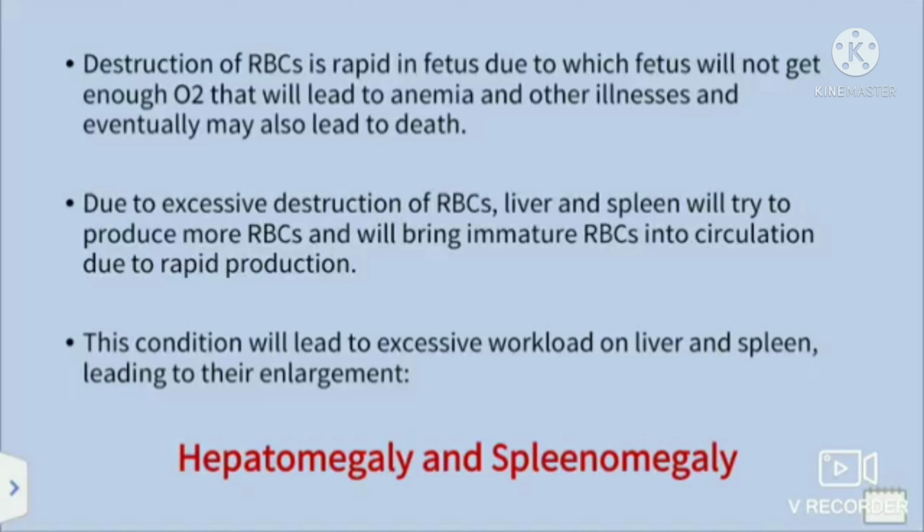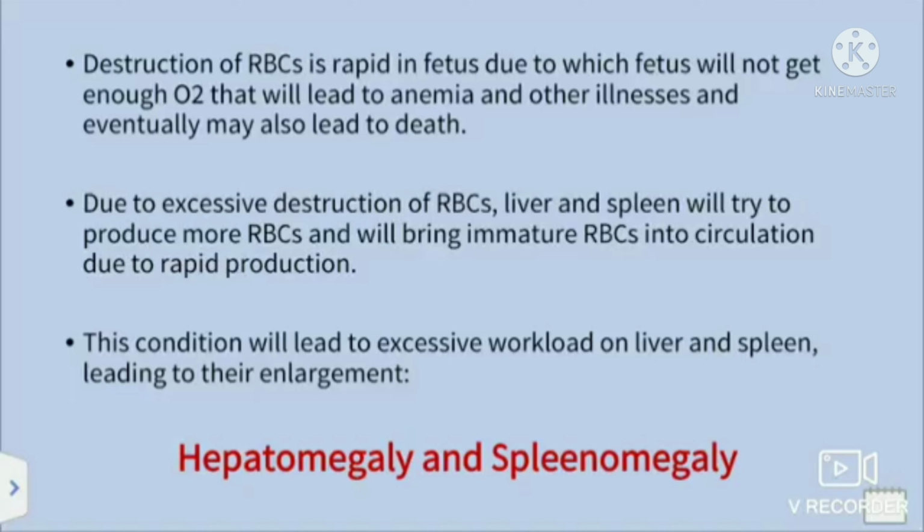So if the antibodies are produced in the mother against the RBCs of the fetus, then what will happen? These antibodies will destroy the RBCs. And if the RBCs get destroyed, the fetus will not be able to get enough oxygen, and this will eventually lead to anemia, other illnesses, and may lead to death of the fetus also. And if there is excessive destruction of RBCs, the organs responsible for the production of RBCs, those are the liver and spleen.